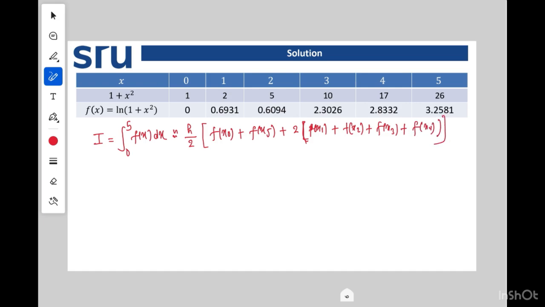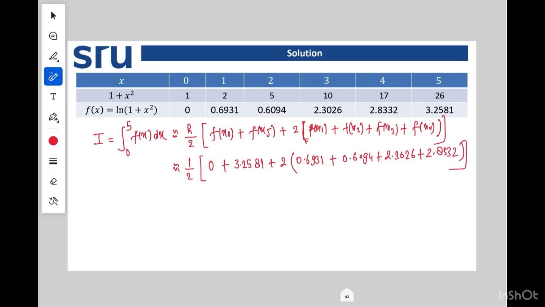So this is your formula. If you put all these values here, you will get approximately equal to, what is h here? h is 1 divided by 2, times f of x0, which is 0, plus f of x5, which is 3.2581, plus 2 times, what is f of x1? f of x1 is 0.6931 plus 0.6094 plus 2.3026 plus 2.8332.